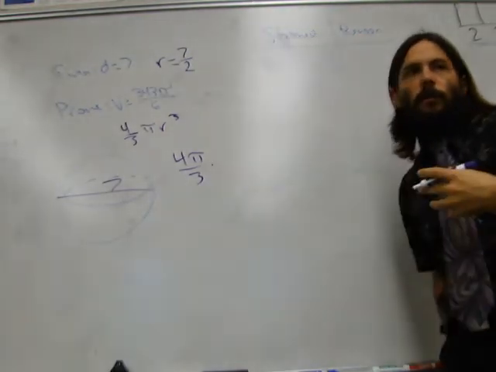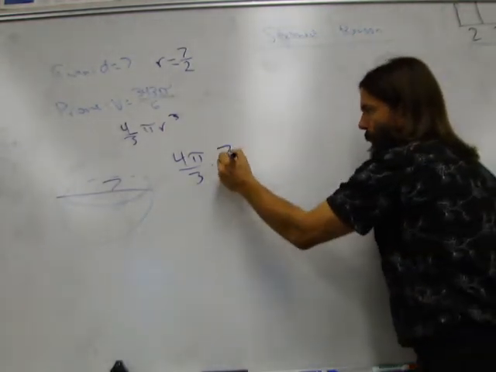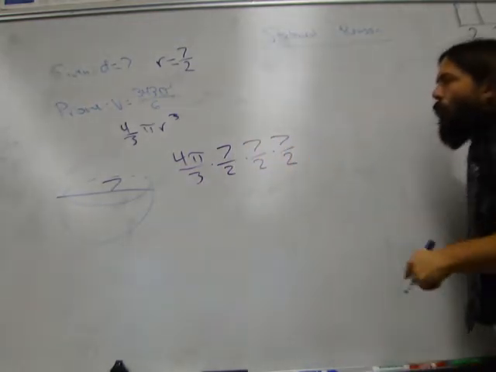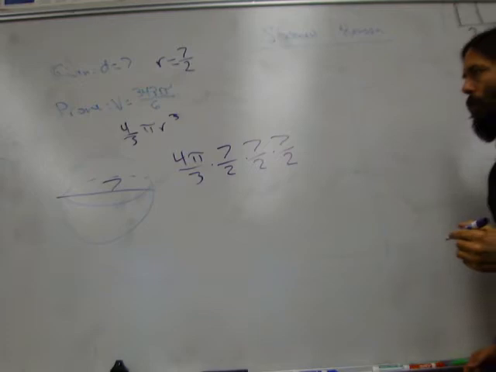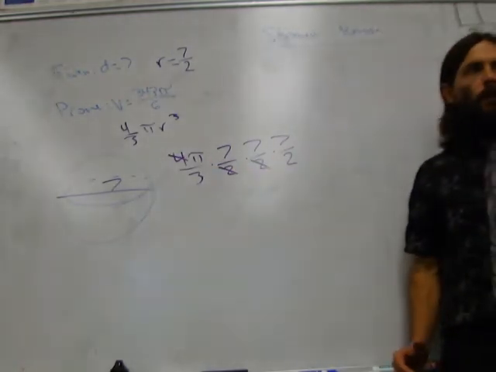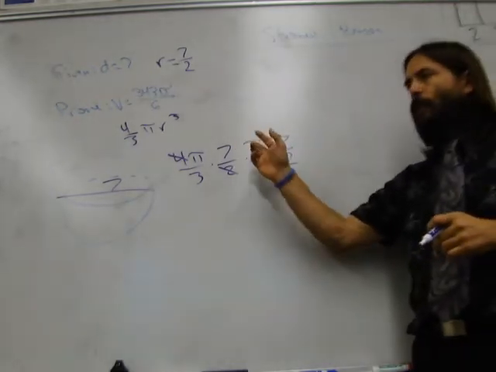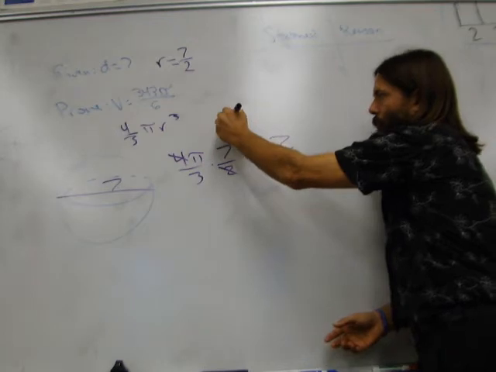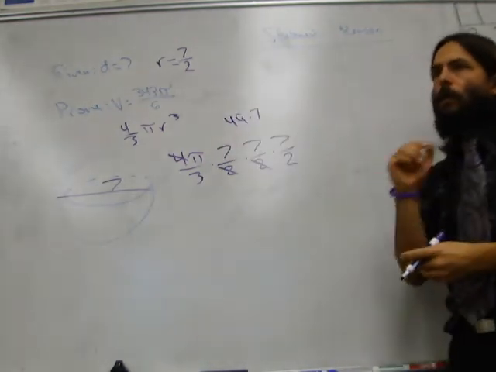How many times will I be multiplying that number? 3 times, right? 7 over 2 times 7 over 2 times 7 over 2. What can I reduce? The 4 and the 2. The 4 and 2 of the 2's, right? Okay, so I'm left with 7 times 7 times 7. So 7 times 7, of course, is 49. 49 times 7, anybody?